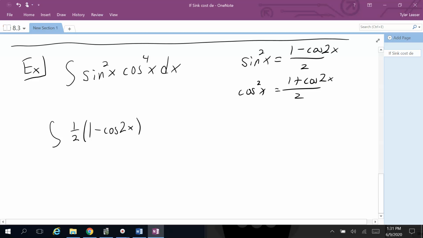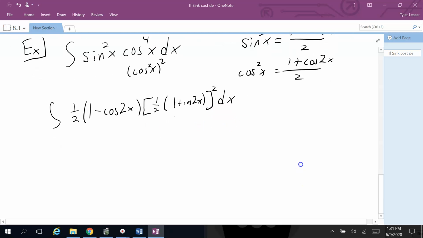We have to be a little bit careful about this cosine to the 4th. You want to think of that cosine to the 4th as being cosine squared, all squared. So it's going to be this substitution but squared: 1/2 (1 plus cosine 2x), but then that whole substitution squared, including the 1/2 out in front.